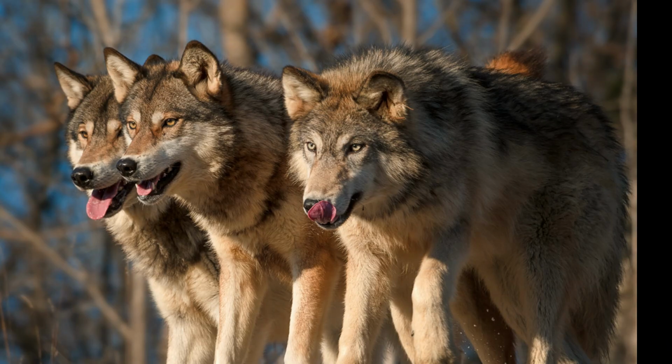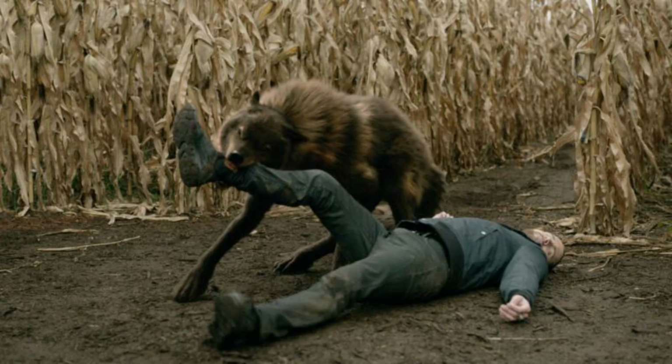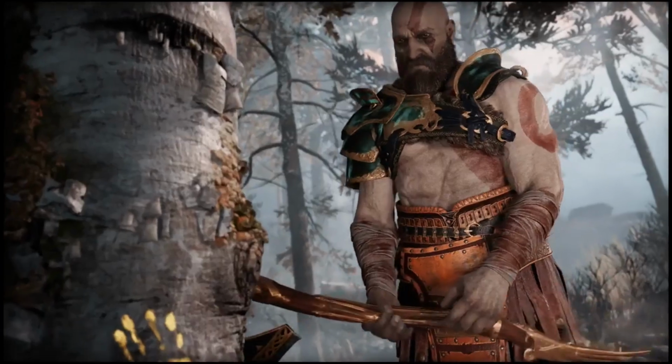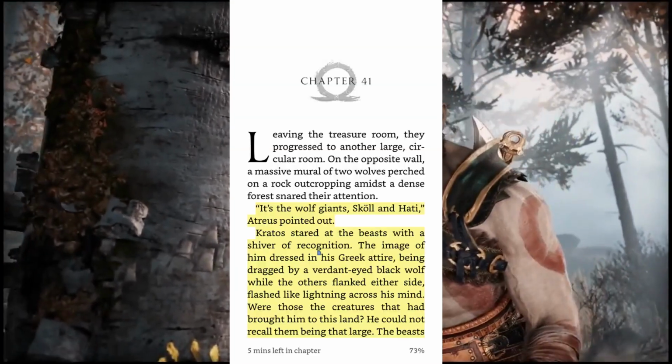Later in the novel, it's revealed that these wolves are in fact Skoll and Hati, but most importantly, it further explains what happened in this confrontation. One of the wolves bit his thigh and dragged Kratos to these lands. We know this because Kratos confirms it in the next line.